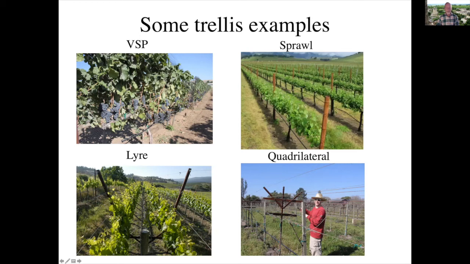Most people today are using the vertical shoot positioning system. However, it may not be the best for your particular conditions. You need to factor in your vine vigor. You need to factor in your temperature conditions, the amount of light conditions that you have to look at what particular trellis system may be best for your types of grapes.